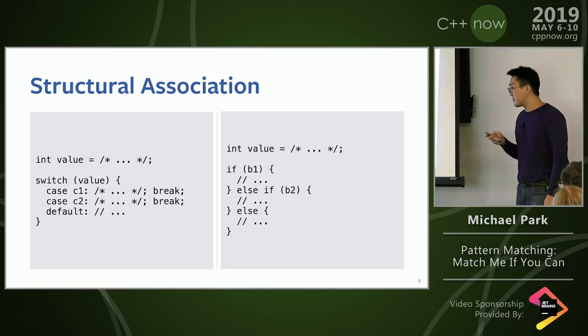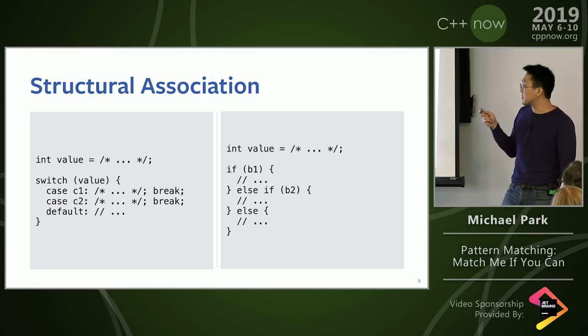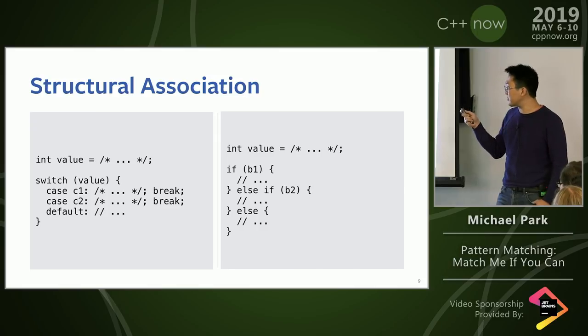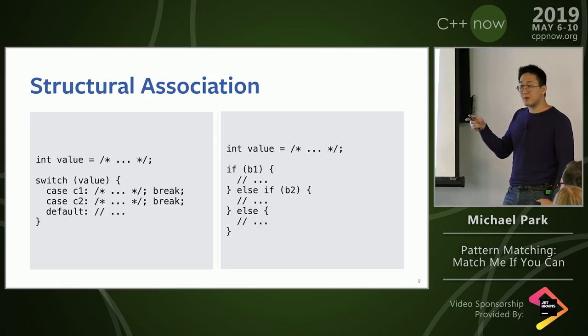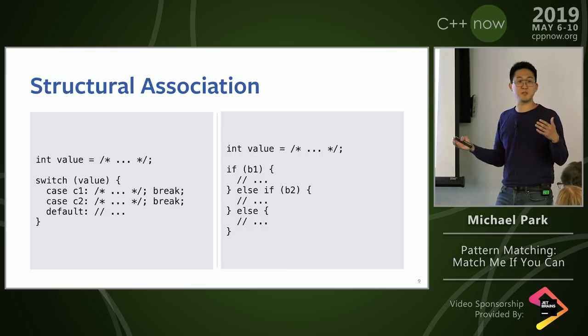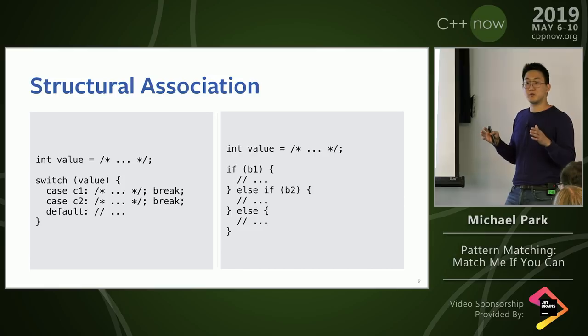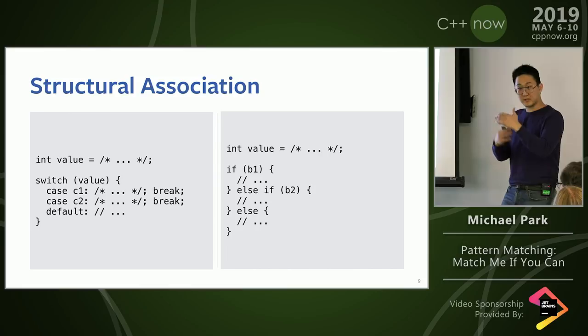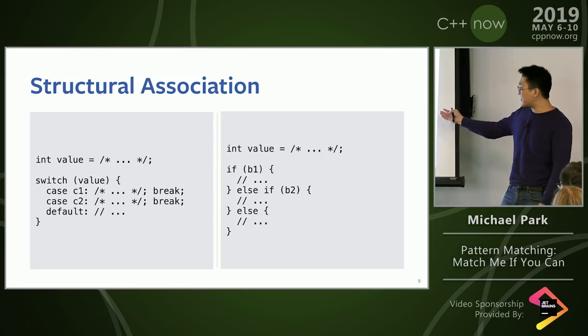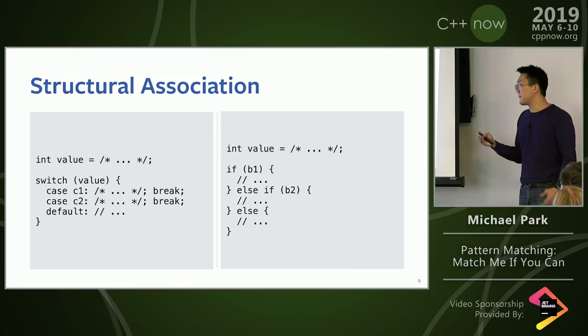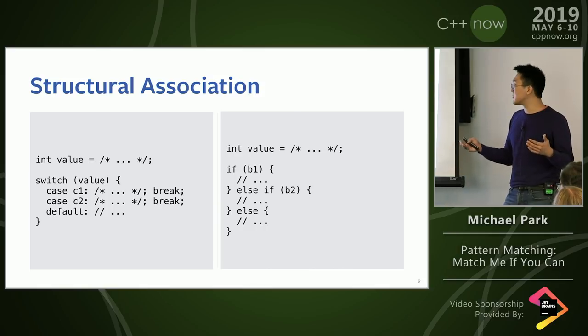So inherently, what we're looking at is a structural association of these conditions and values. If we look at the switch case, when we switch on a value and we have case C1 and C2, and let's say these C1 and C2 are arbitrarily complex expressions, without expanding C1 and C2, we can tell that they are used to compare against value, and there's an inherent association there. In the if-else chain with B1 and B2, without expanding and analyzing B1 and B2, what the Boolean is, we have no idea if it has anything to do with value at all, right? So it's a lot more work for the compiler.